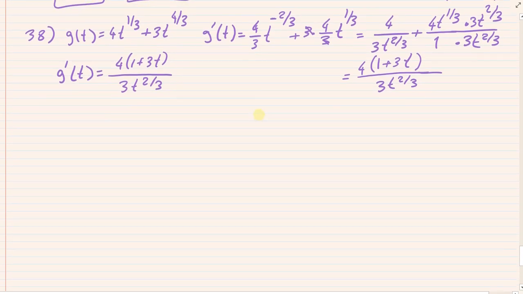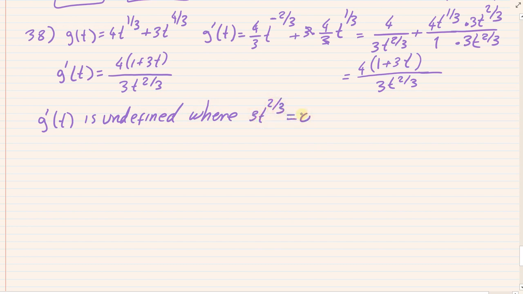Now notice, again, by definition, critical numbers are numbers where the derivative is 0 or undefined. G prime of t is undefined where the denominator is 0, right? Division by 0 is undefined. So we need to solve this. This is easy. Raise both sides to the 3/2 power, so t would be 0, right? So that's the only value that makes this 0.